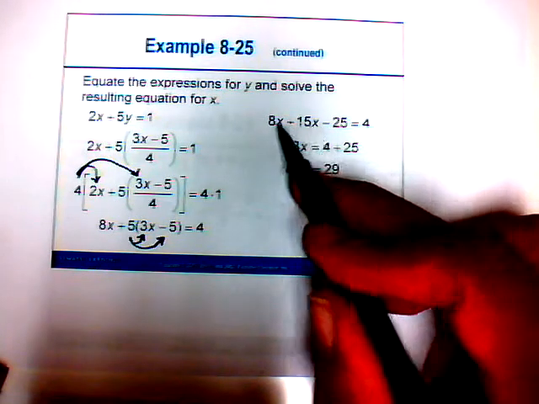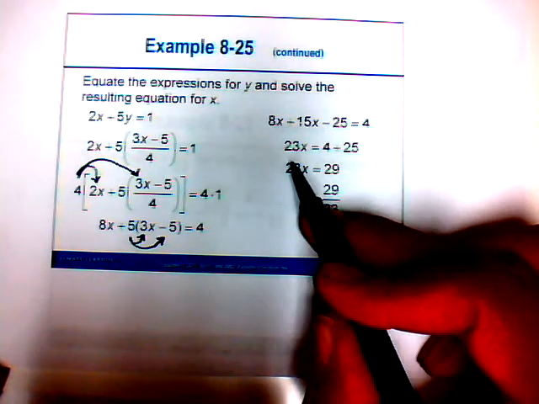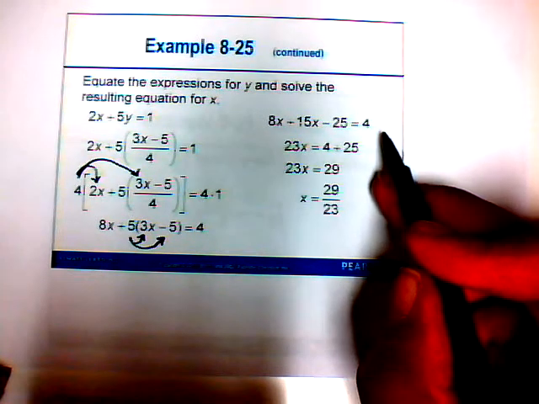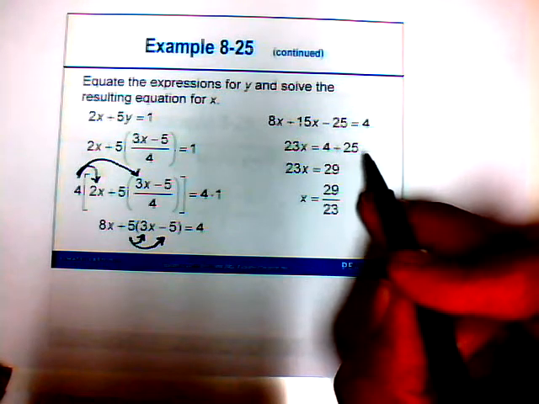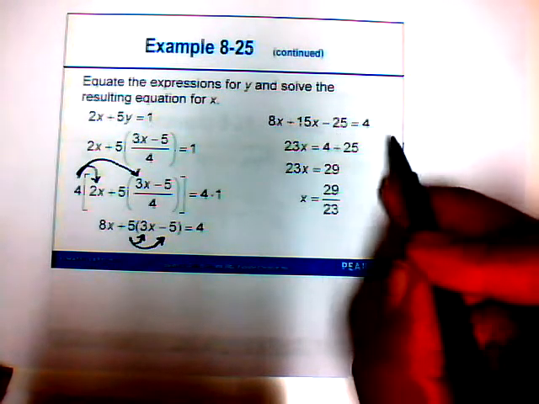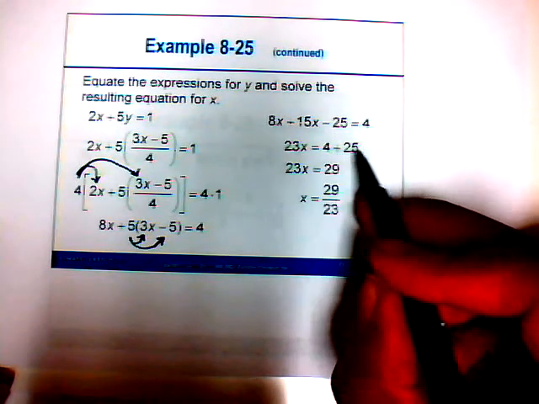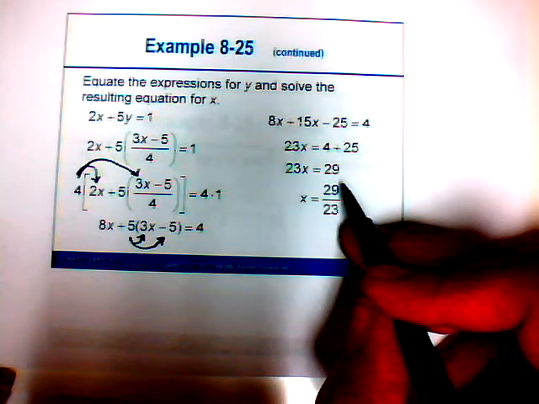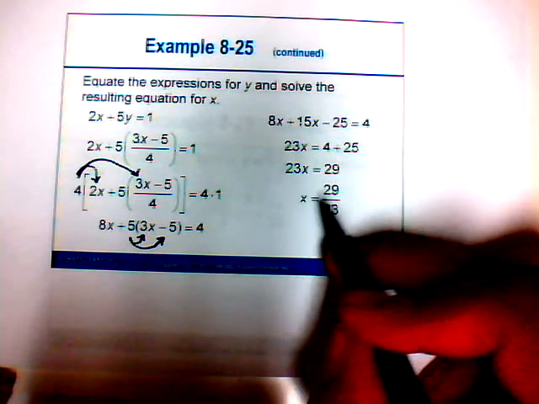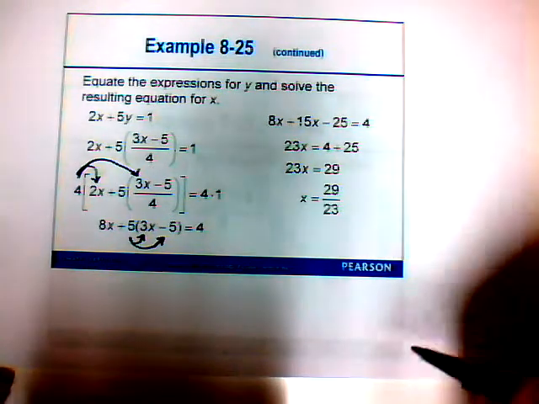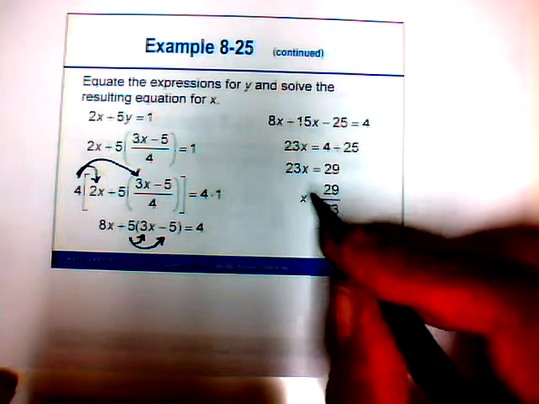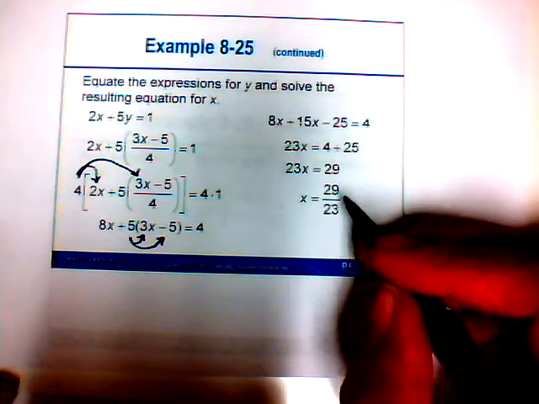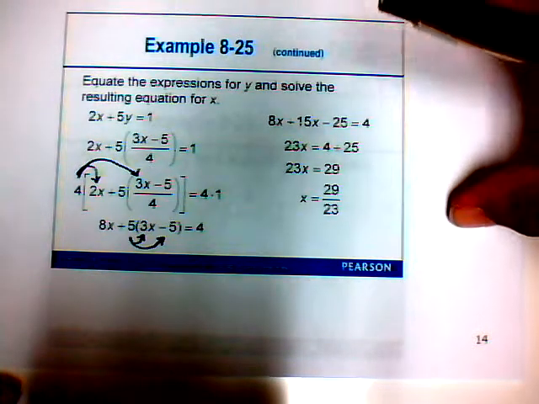Now, they combine like terms here, 8x and 15x is 23x, and then they move the minus 25 over to where the 4 is, and made that a plus 25. Or you can think of this as adding 25 to both sides. So 4 plus 25 is 29, so now 23x equals 29. Divide both sides by 23, you're going to get x is equal to 29 over 23. So that's what the x value is for this equation. X equals 29 23rds.